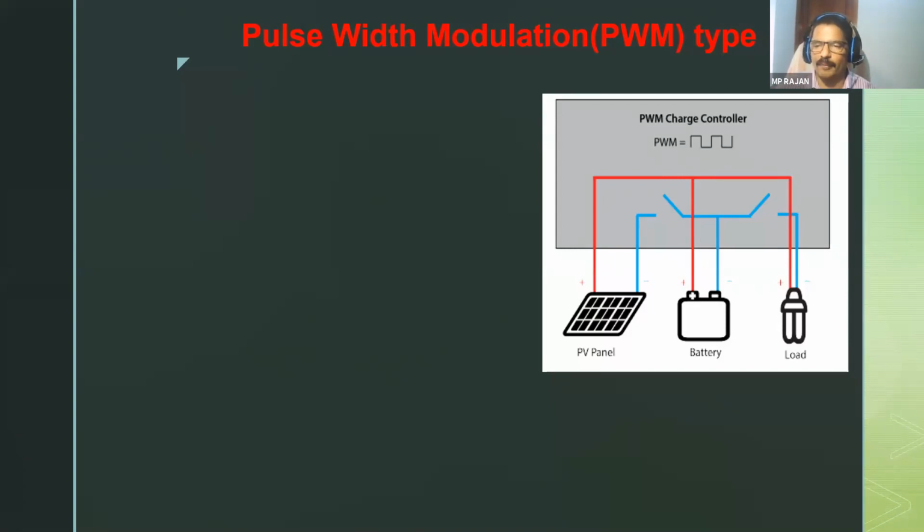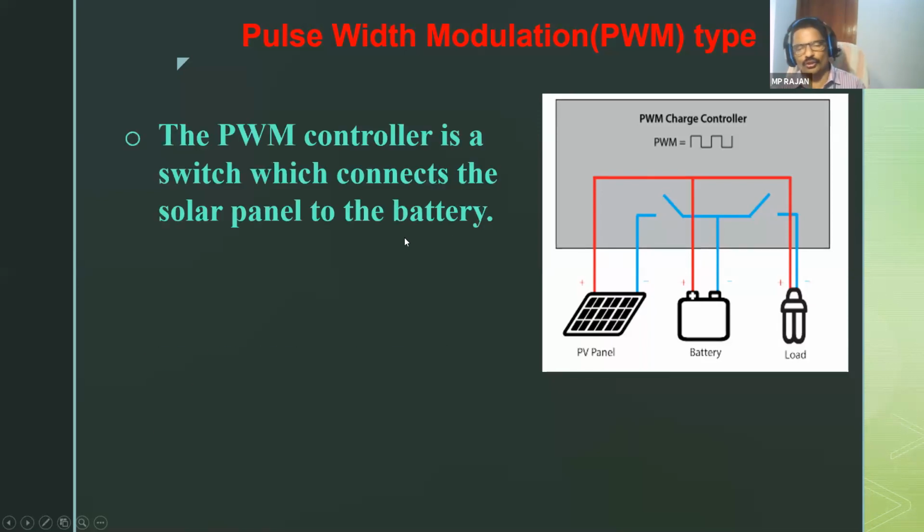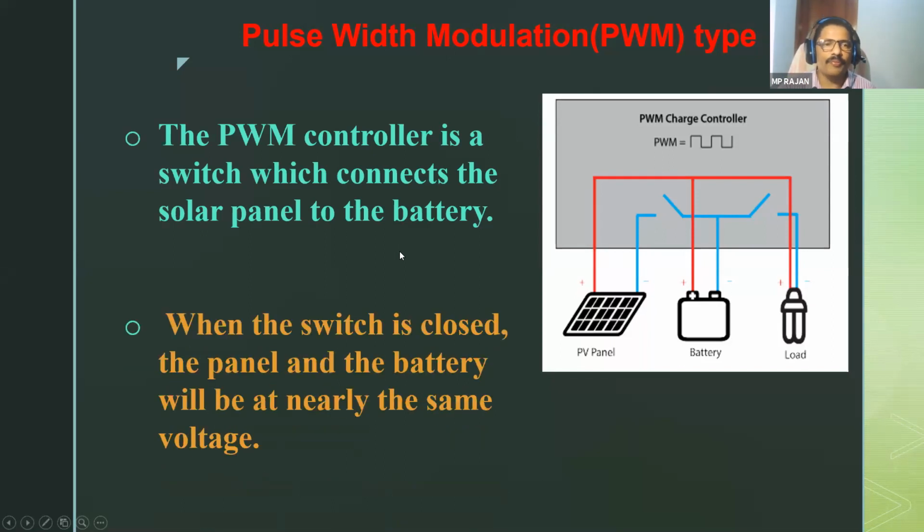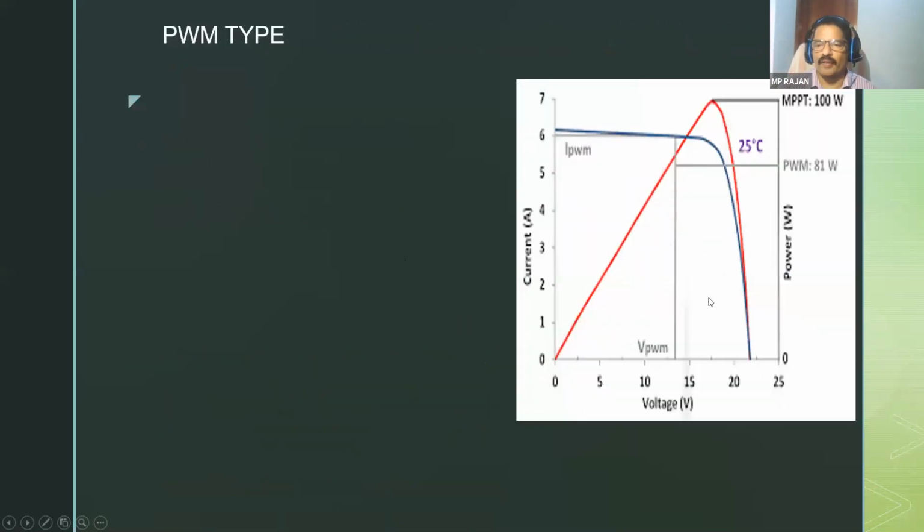Now whatever the voltage is set, for example 13.5 volt, you have set, it will be accepting only 13.5 volt and the corresponding current only. Whether the solar module is generating more voltage and current, irrespective of that, this is fixed. So this is just like a switch. The PWM controller is a switch only. It is connecting the solar panel to the battery. Okay, so I will explain it with the IV characteristics curve.